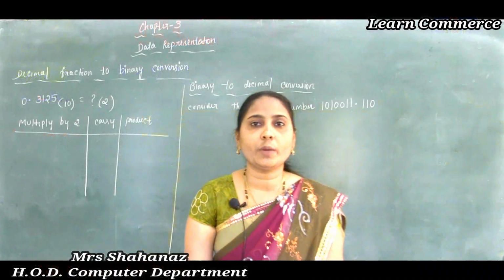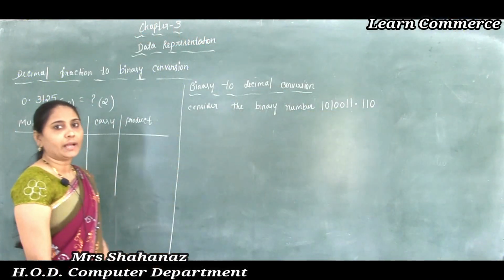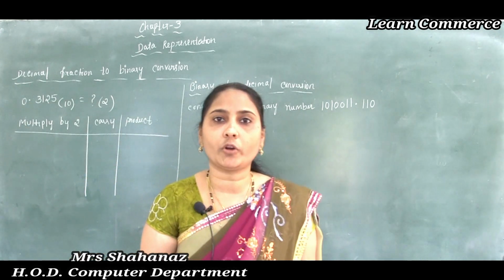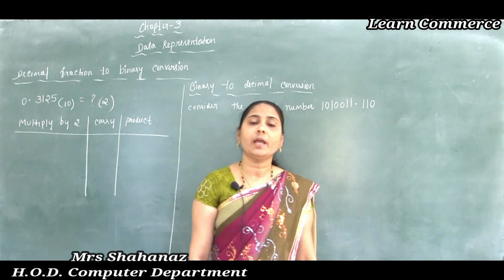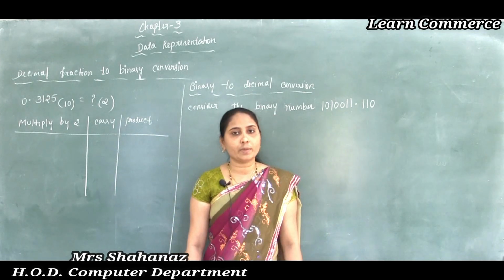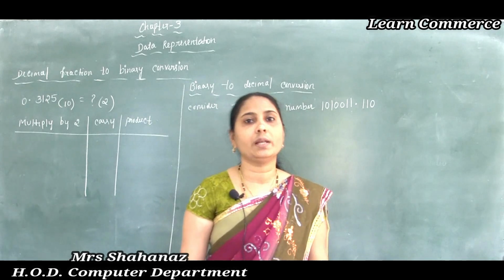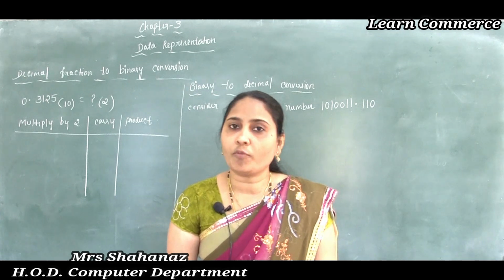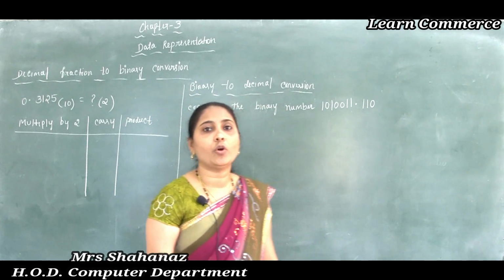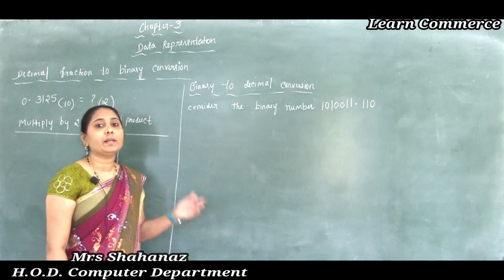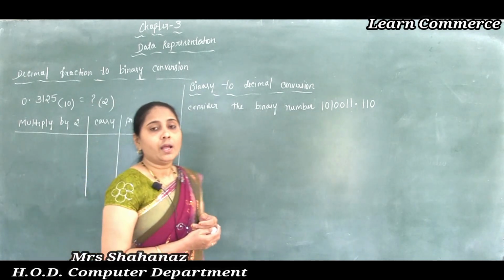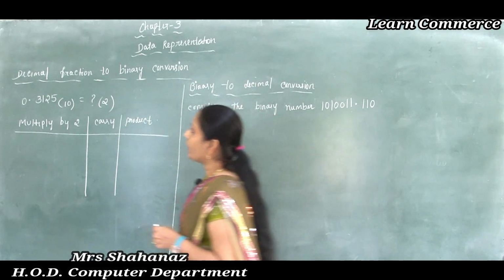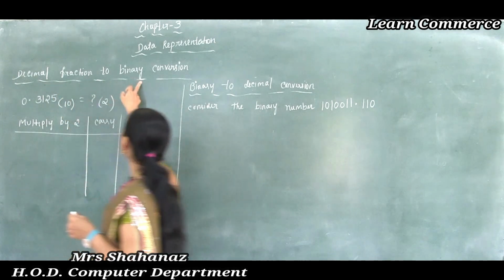Welcome to our first PU Computer Science online classes. As we know, we are in the chapter Data Representation and we have already completed some important topics: types of number systems, positional and non-positional number systems, and some number conversions of all types. In the last class we learned how to convert from a decimal number to a binary number. In today's class we are going to do another conversion. Now the topic is decimal fraction to binary conversion.